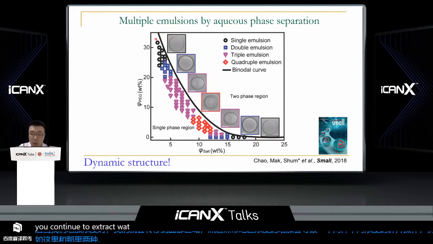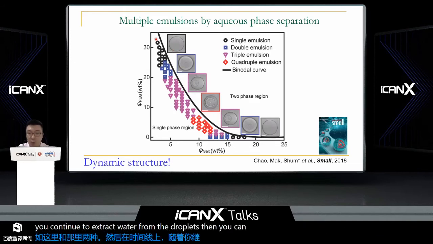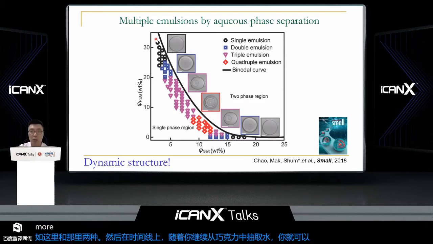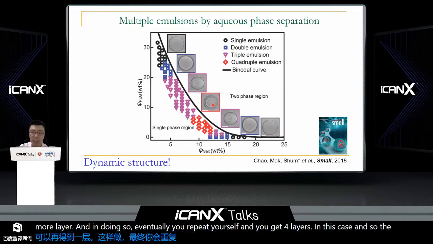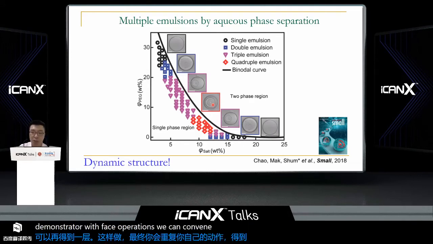And then at the tie line, as you continue to extract water from the droplet, you can have 1 more step of phase separation. You can get 1 more layer. And in doing so, eventually you repeat yourself and you get 4 layers in this case. And so this demonstrates that with phase separation, we can conveniently control the inner structures of aqueous droplets in ways we couldn't do before.